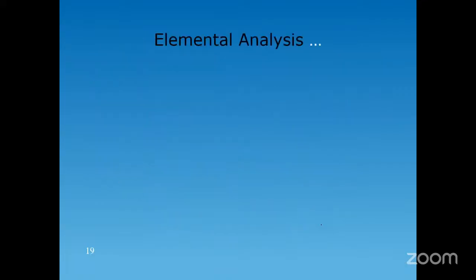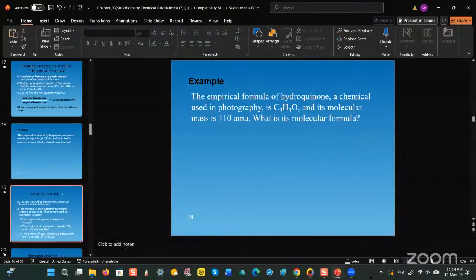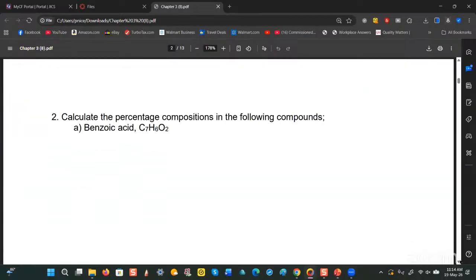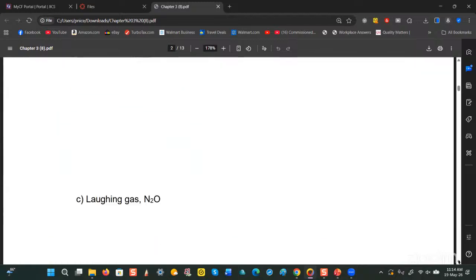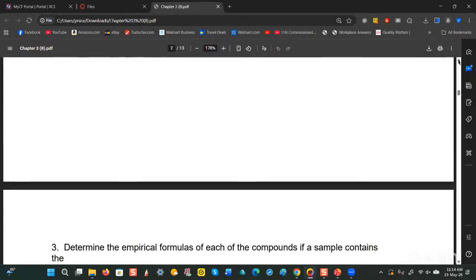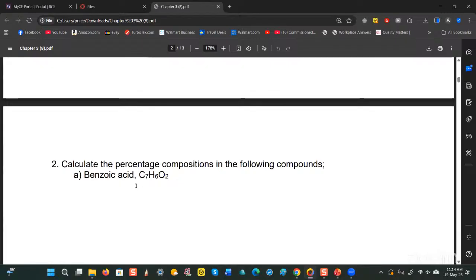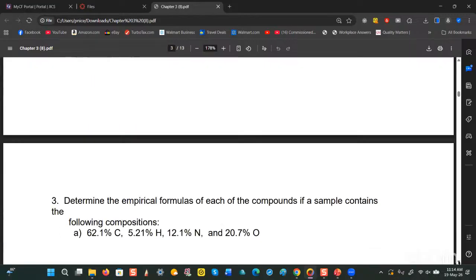Okay, so now you should be able to do number 2, which is relatively easy. I want you to do number 2. Number 2 is just asking you to determine the percent composition of each element. So you add them up and then you divide each of the elements' molar masses by the total molar mass. So that's number 2.